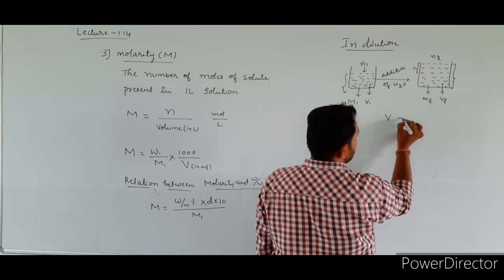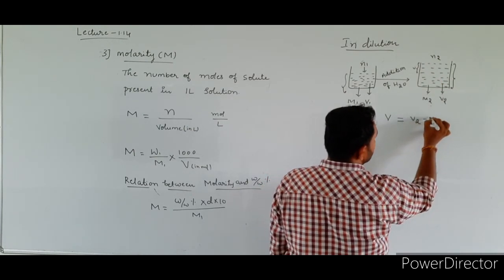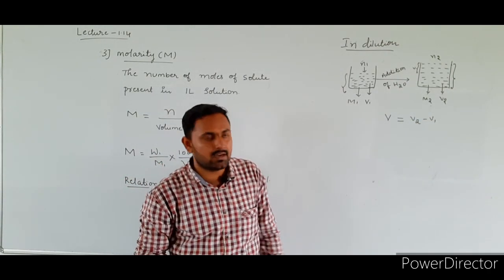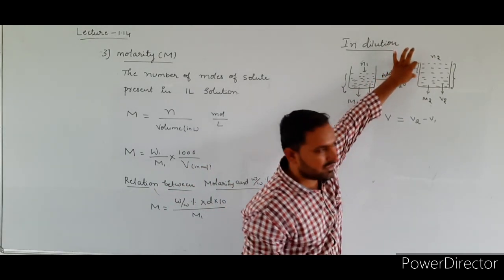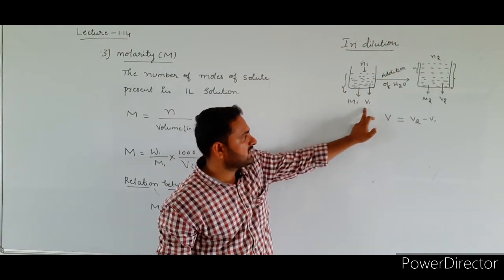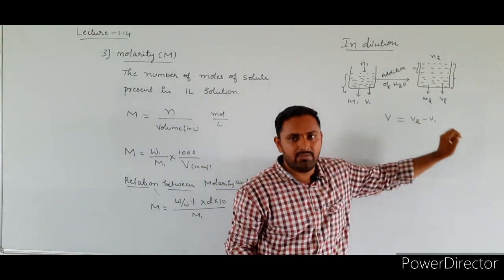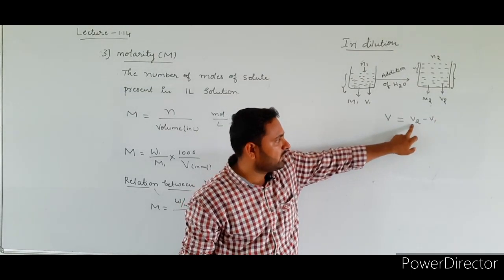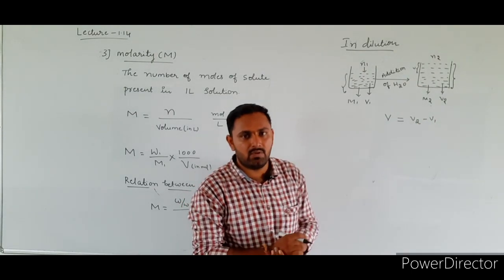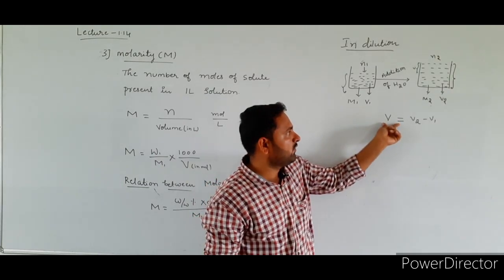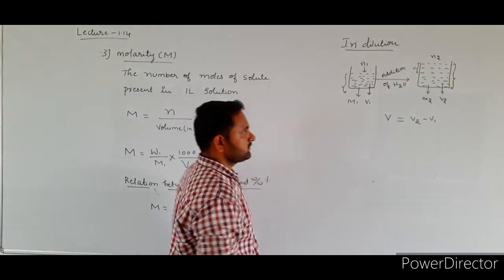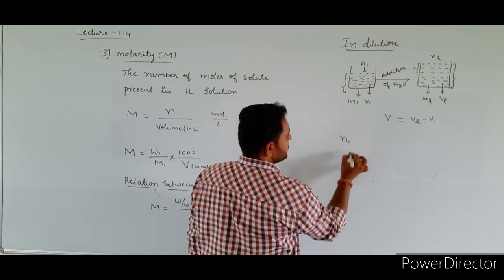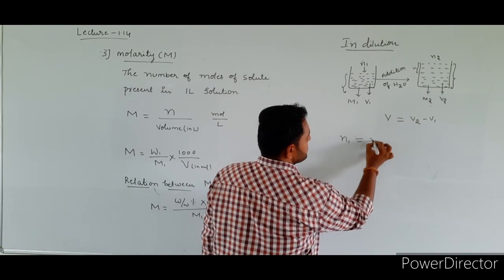Volume of water added is equal to V2 minus V1. By using this mathematical expression, we can calculate how much water is added. Before addition, the volume is V1. After addition, the volume is V2. If you subtract the final volume minus initial volume, you will get the volume of water added. Now after dilution and before dilution, the number of moles of sugar remains the same.